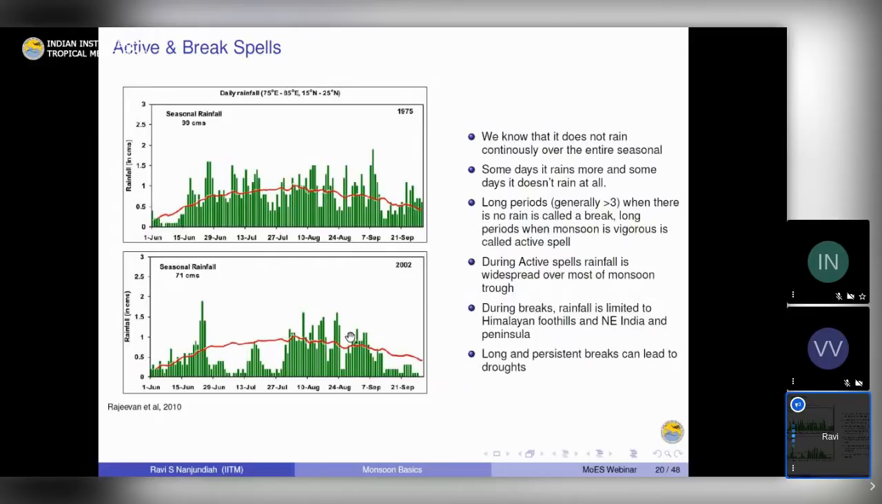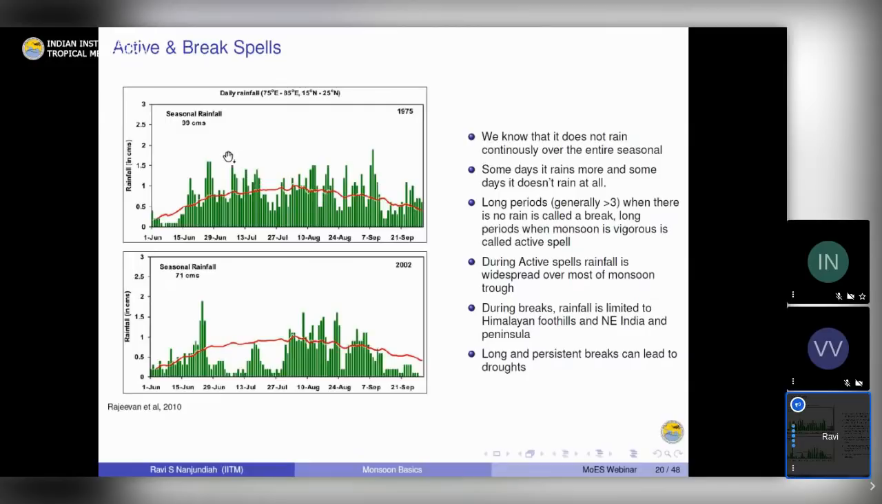For example, this is for the year 2002, when there was very little rainfall for a long period in the month of July, which led to one of the biggest droughts in recent history. While in 1975, there were hardly any breaks, and the rainfall was much higher. The seasonal cumulative rain was about 99 centimeters, while in 2002, which was one of the strongest droughts that we have seen, it was 71 centimeters. The average long-term mean, according to IMD, is about 88 to 89 centimeters.